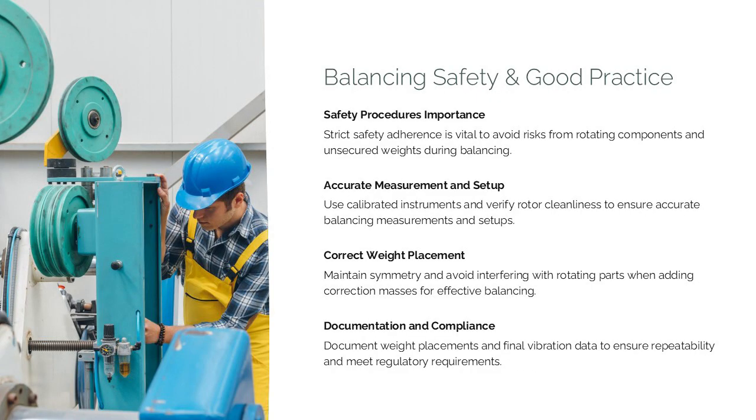Balancing work requires strict adherence to safety procedures due to risks related to rotating components, unsecured weights, and potential overspeed conditions. Engineers must verify rotor cleanliness, use calibrated instruments, and ensure trial weights are firmly attached. While adding correction masses, maintaining symmetry and avoiding interference with rotating elements are essential. Proper documentation, including weight placement diagrams and final vibration signatures, ensures repeatability and regulatory compliance. Applying these practices prevents accidents and ensures high-quality balancing results.